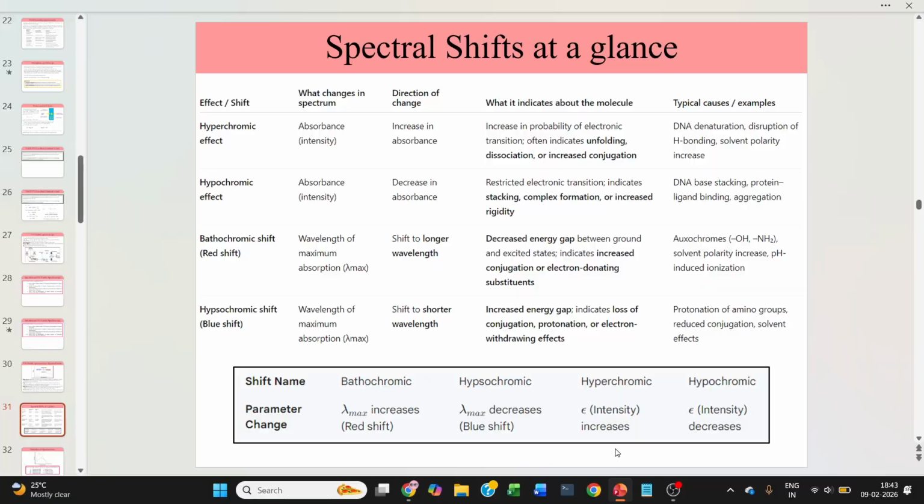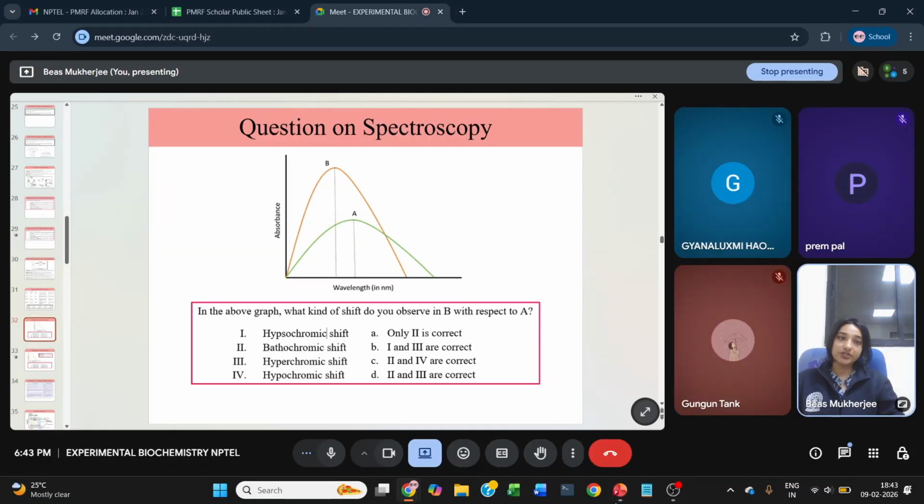Okay. Right. So now we'll try to solve this question. Based on your understanding until now, you should be able to solve this. So in this above graph, what kind of shift do you observe in B with respect to A? So A is there and then it shifts towards the left plus it goes up. So which two forms of shifts are involved here? Tell me, try to answer this. Hypsochromic, bathochromic, hyperchromic and hypochromic. These are the four names you can answer in the chat box.